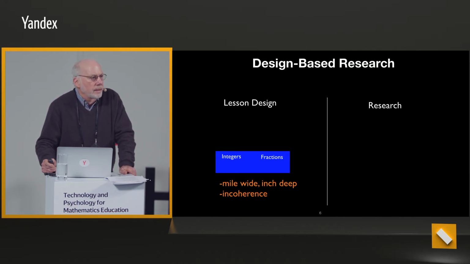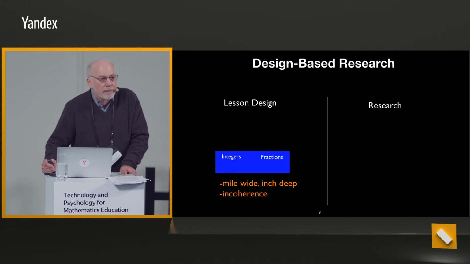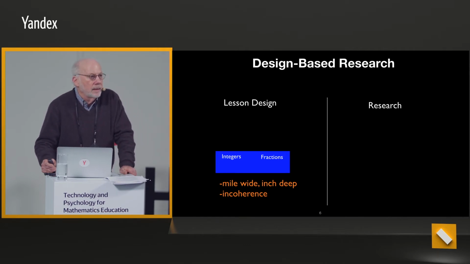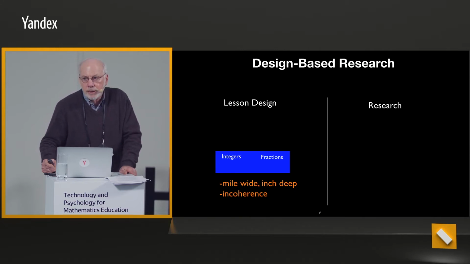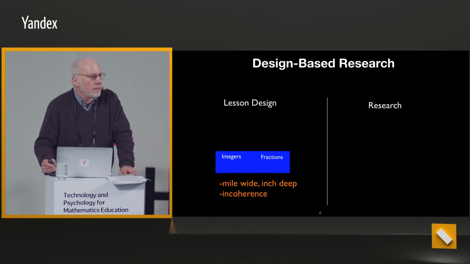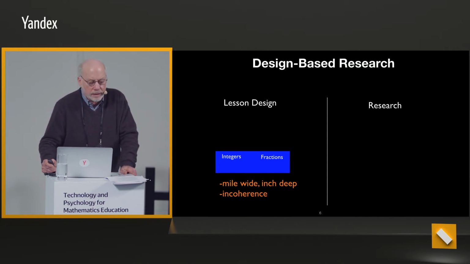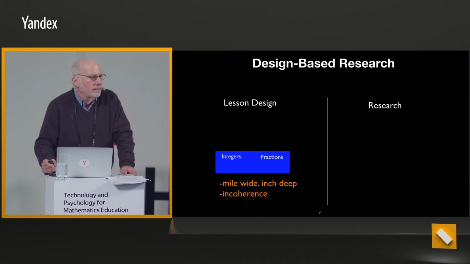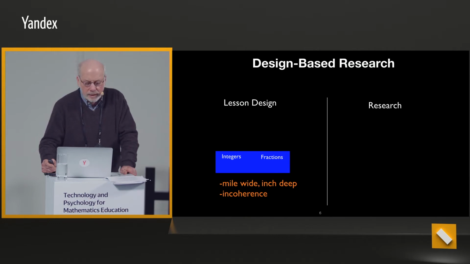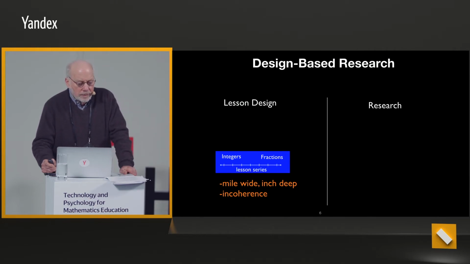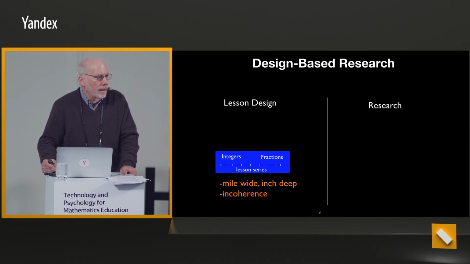The general critique of elementary mathematics education today is that it's a mile wide and an inch deep, meaning many, many disparate topics are covered. But those topics are not covered in any depth to support real understanding, for many students anyway. The result is an incoherent kind of experience for many kids in classrooms. So in our approach, we made use of the number line as a central representational context to link two domains that are often treated separately, but are really both parts of the idea of rational number.